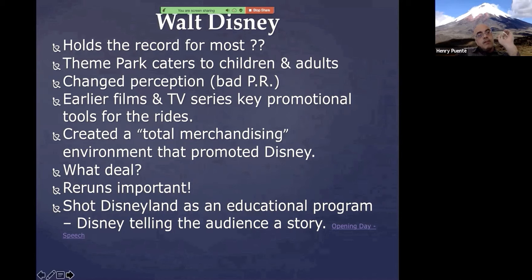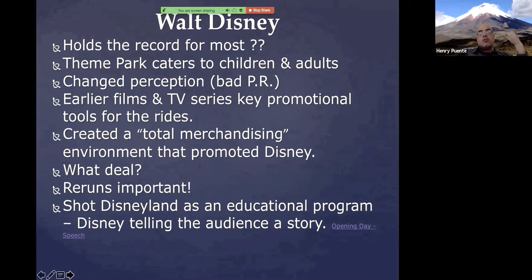So obviously, his earlier films and TV series were key promotional tools for the rides, because essentially, right, he created these films and television programs, but then he created rides out of these feature films and off of this television series. And so essentially, people who were fans of his earlier works, whether it be a TV show or a film, were obviously very much interested in the rides. So that was the key connection that he made, was between, again, his earlier content that he made in film and TV to his actual theme park rides.